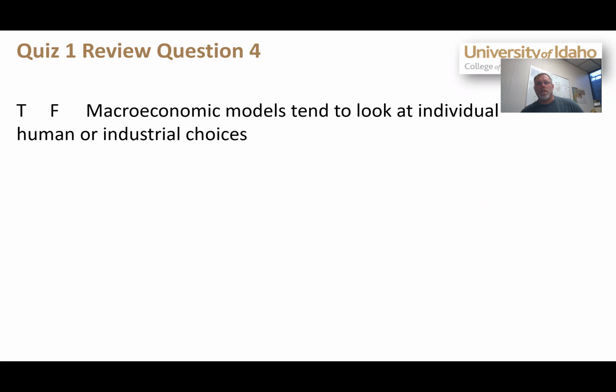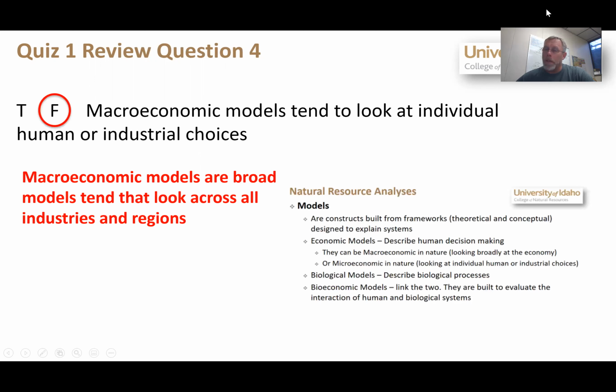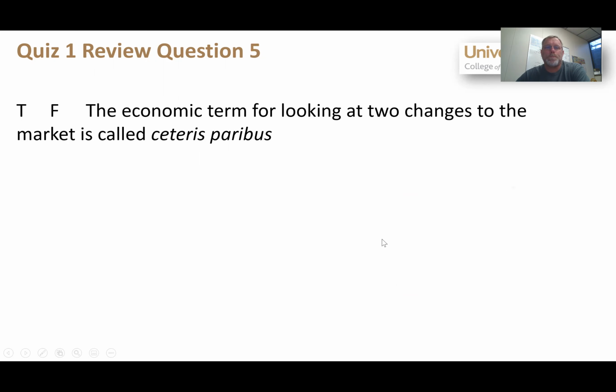Macroeconomic models tend to look at individual human or industrial choices. So this is just another definitional one. We went over this earlier in the slideshow or in this video. Macroeconomics are broad models that look across all industries and regions. So macroeconomic, macro, big, micro, small. Right, that's what you want to be thinking about when you're looking at these.